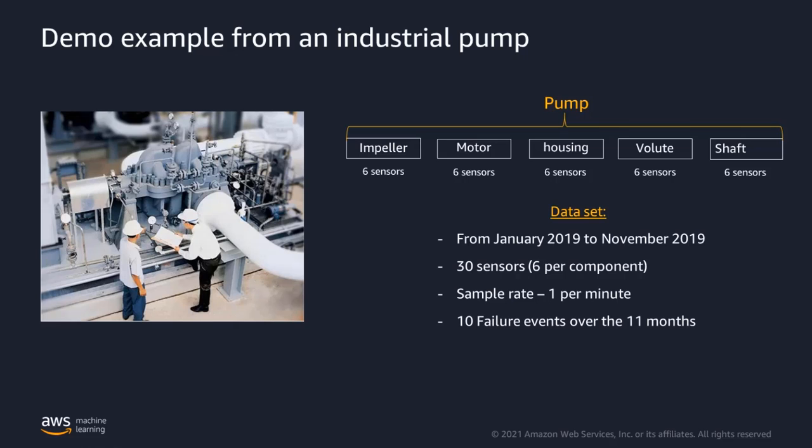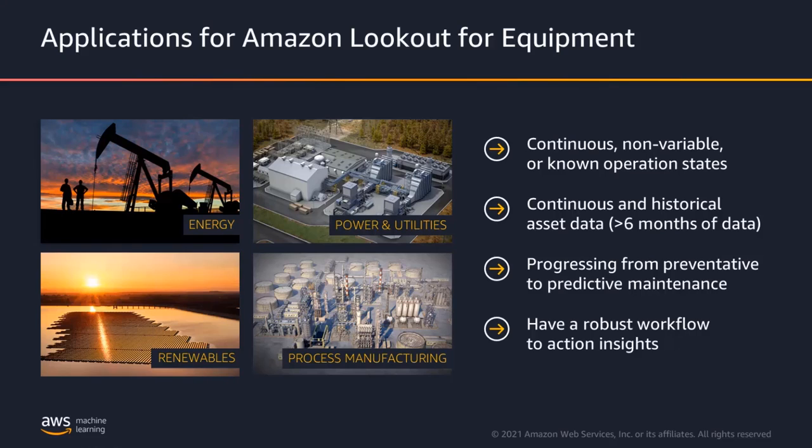So now that we're done with this pump example, just a little bit more on the use case and application. Ideally, Lookout for Equipment is ideal for process industries. You see 4 buckets here: energy, power utilities, renewables, and process manufacturing. They all have some critical elements in common: having assets that run continuously, and with limited variability in their operating conditions.